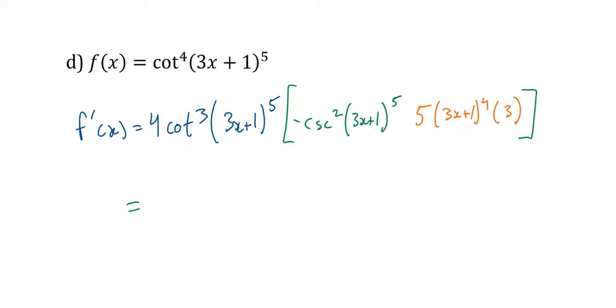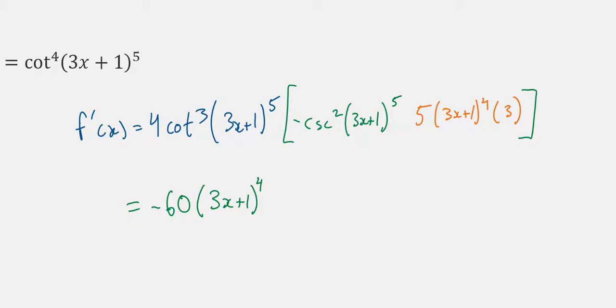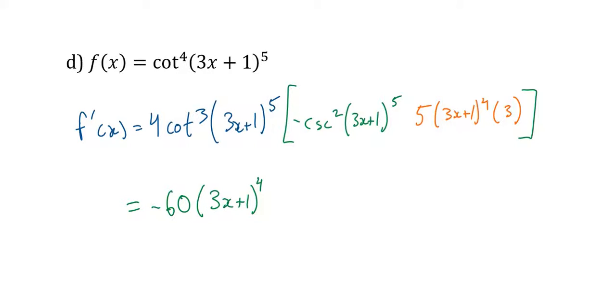So let's see, I've got a 4, a 5, and a 3. So 4 times 15 is 60, so negative 60. I feel like usually we would put this next, but that's not necessary. Okay. I'm really mucking with stuff here. Let's just leave it for now. Okay, and then what do I have left? I've already got the negative, so cosecant squared 3x plus 1 to the 5th. I think that's everything.